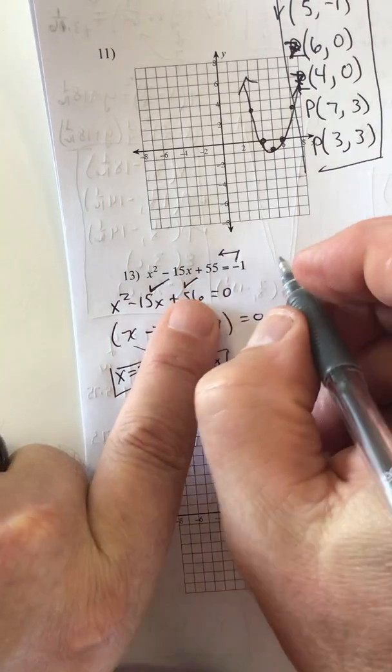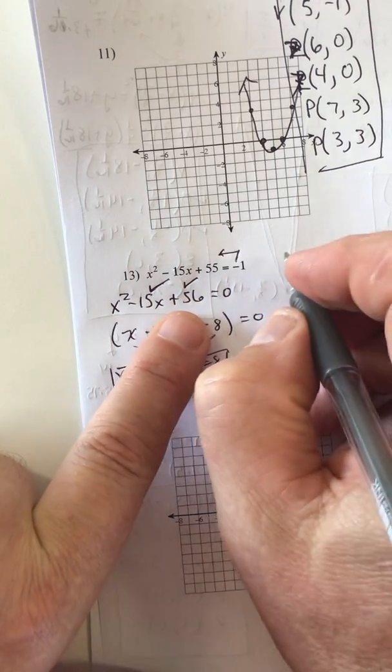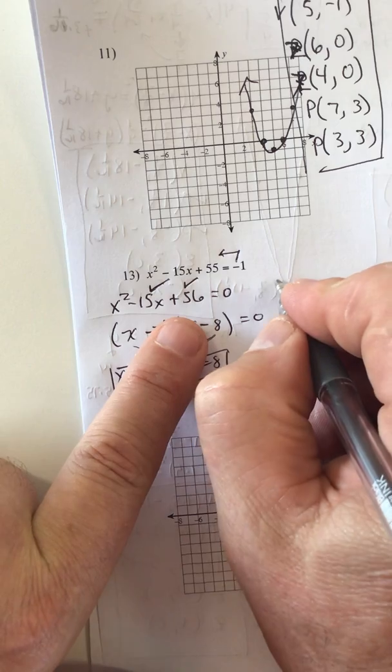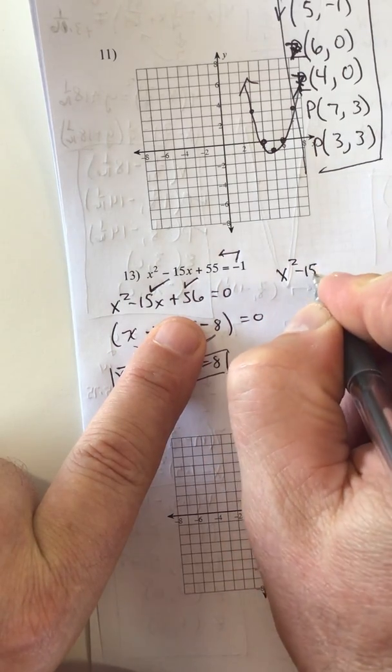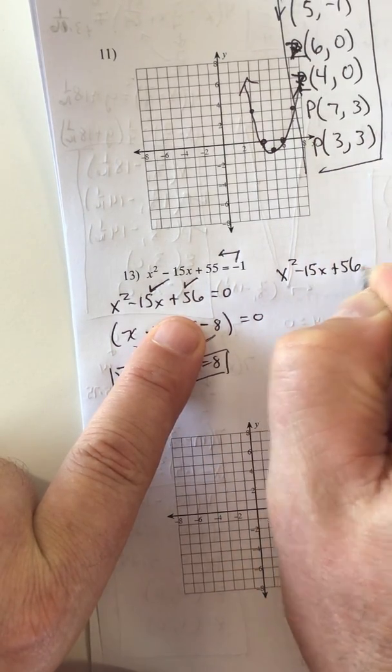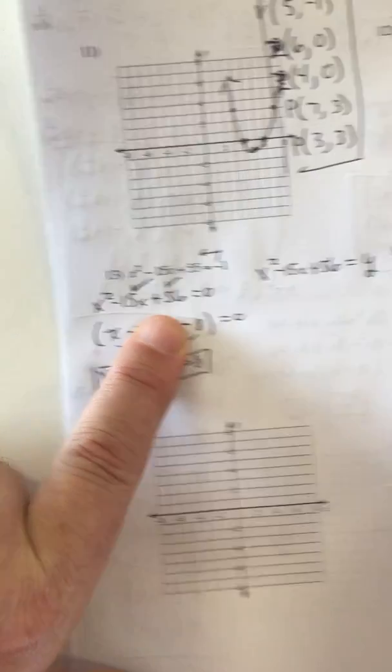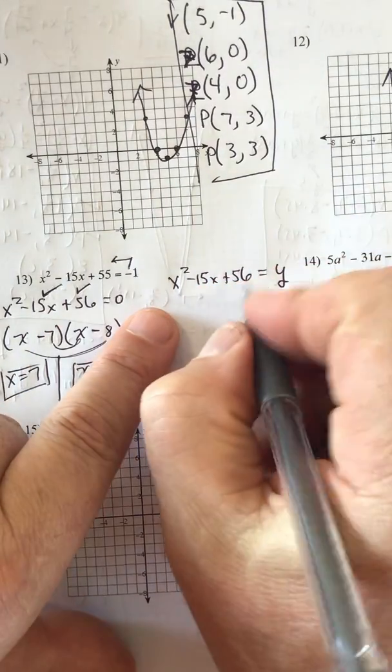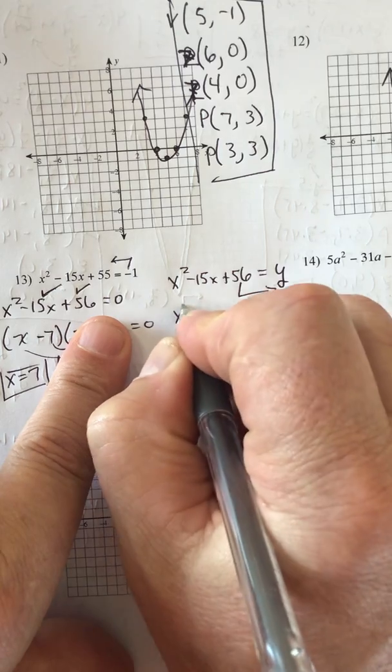Okay, let's get the vertex. So right here, I've got x squared minus 15x plus 56. Instead of equals 0, now it's equal to y, so I can get an x and a y point. Move the 56 to the other side.